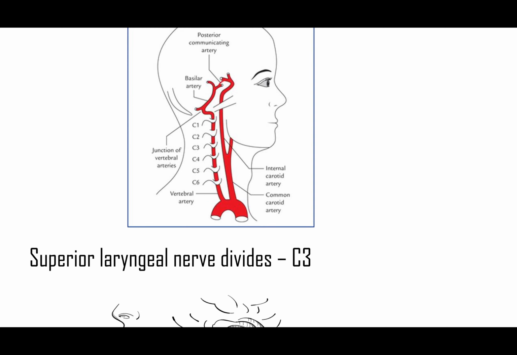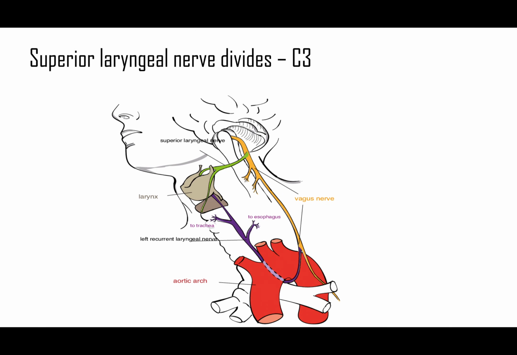Now we will look at the second option, that the superior laryngeal nerve divides at C3. But our MCQ is about what happens at the C6 level. Here you can see this is the C3 level, this is the hyoid bone, and this is the superior laryngeal nerve. It divides at the level of the hyoid bone, or at the level of C3.